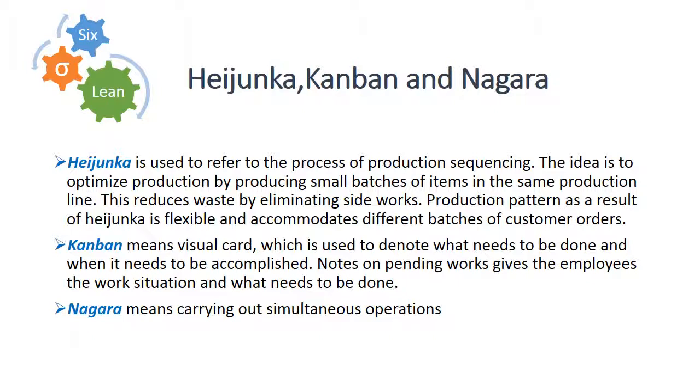Kanban means visual card, which is used to denote what needs to be done and when it needs to be accomplished. Notes on pending works give the employees the work situation and what needs to be done. JPF displayed the sales hourly productivity rates along with the company's expectations. The numbers were posted on large whiteboards so that all employees could see when and where, and therefore why, performance was suffering.